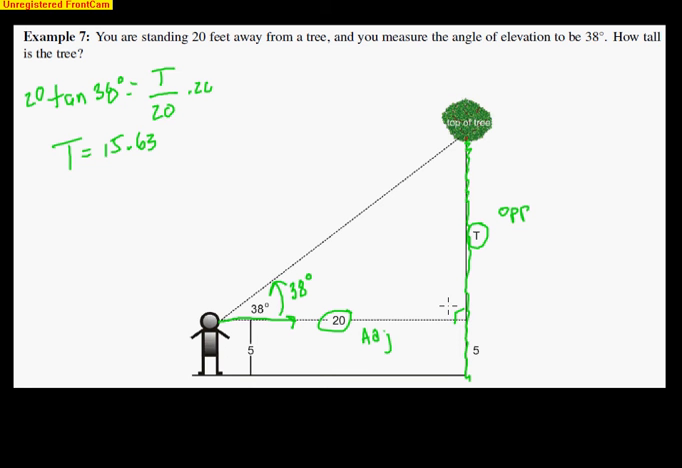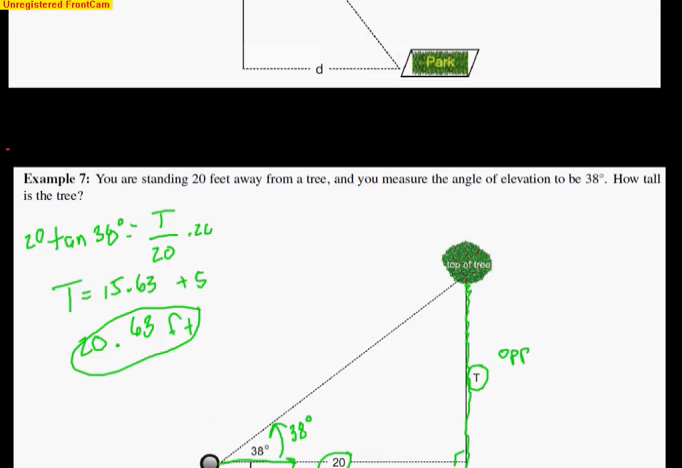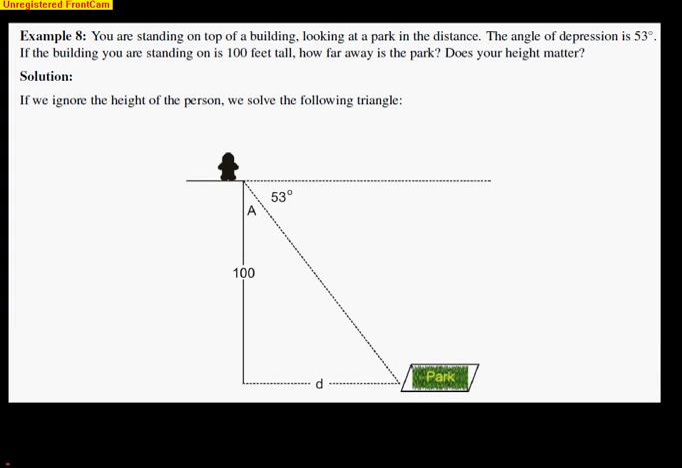So I have to add on the additional 5 to that value to compensate for my eyes being 5 feet off the ground, and I get that the total height of the tree is 20.63 feet. Okay, so hopefully that was pretty easy, understanding angles of elevation there. Here's a problem that utilizes angles of depression.